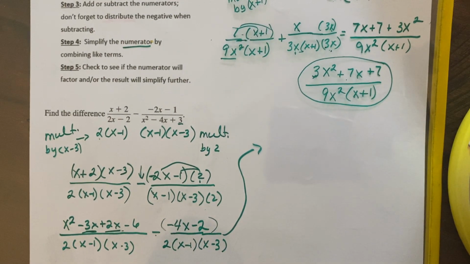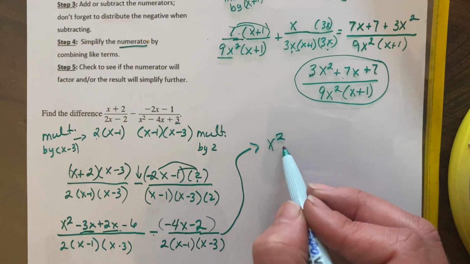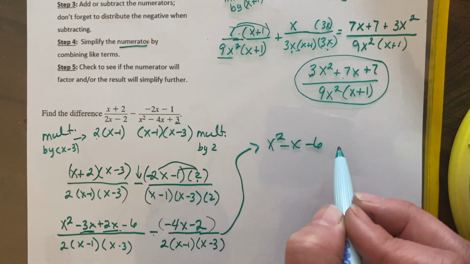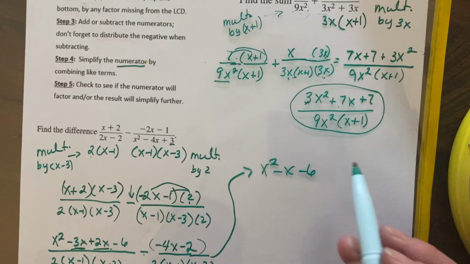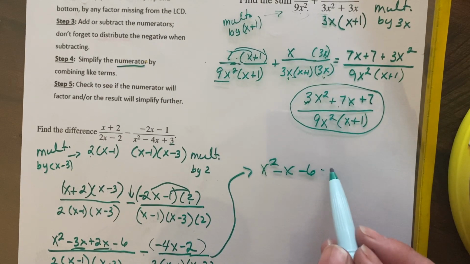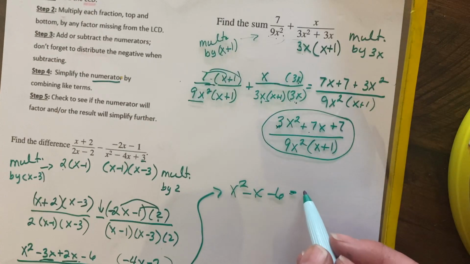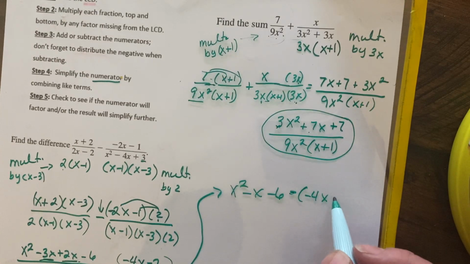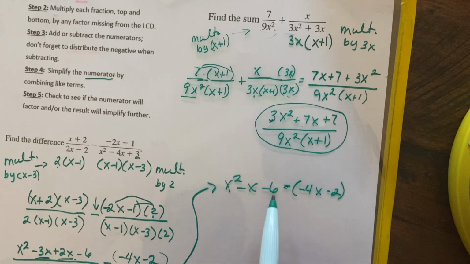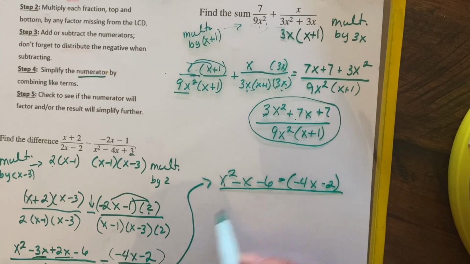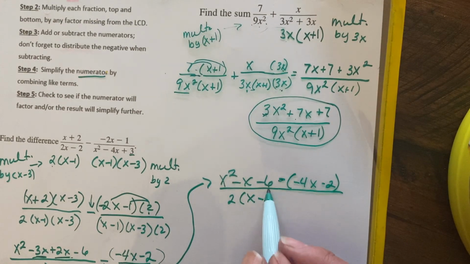Okay, so let's go ahead and simplify that. So we get x squared minus x minus 6. Now when I distribute, it's up to you if you want to do it in this step or the next step. I'm going to write it out so you can see minus negative 4x minus 2. So there's my numerator. Denominator, we're going to leave in factored form.